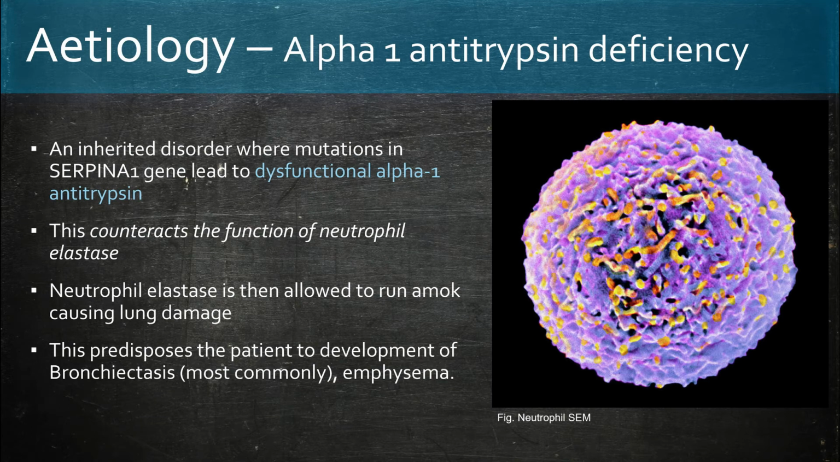Alpha-1 antitrypsin deficiency. So, alpha-1 antitrypsin deficiency is an inherited disorder where mutations in the SERPINA1 gene lead to a dysfunctional alpha-1 antitrypsin molecule. This is important because it counteracts the function of the potent neutrophil elastase released in inflammatory responses. However, if this enzyme is no longer working, then neutrophil elastase runs without being adequately controlled. This results in collateral damage to the lung parenchyma, predisposing the patient to bronchiectasis and emphysema.